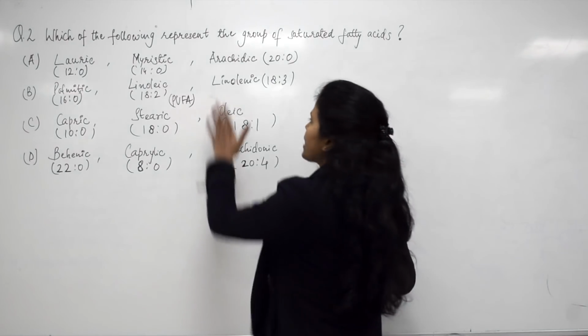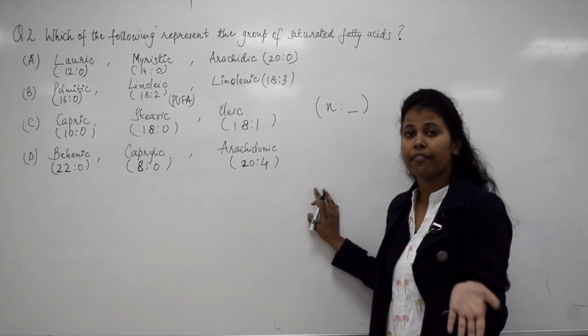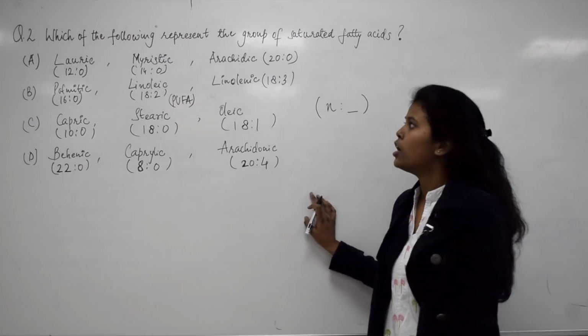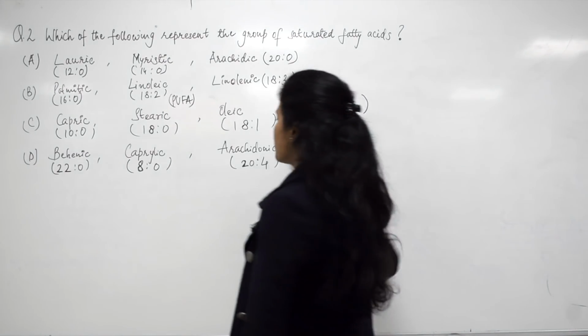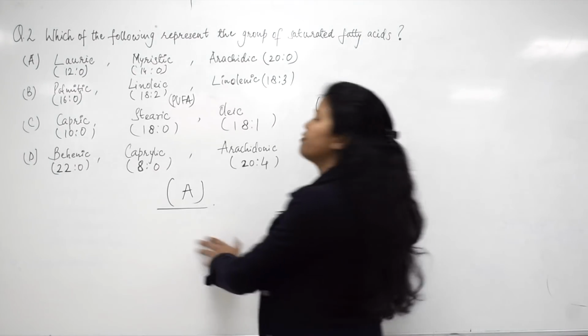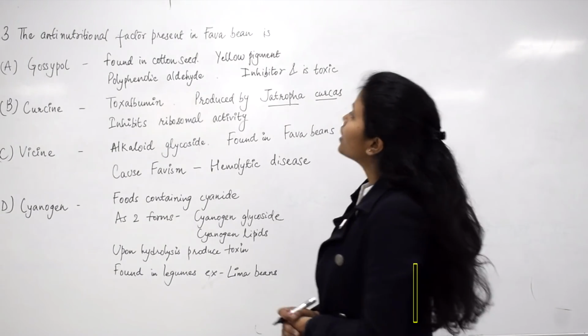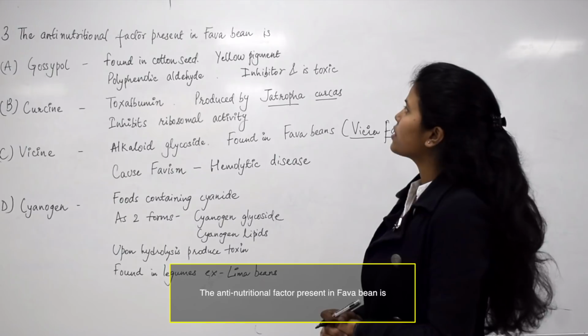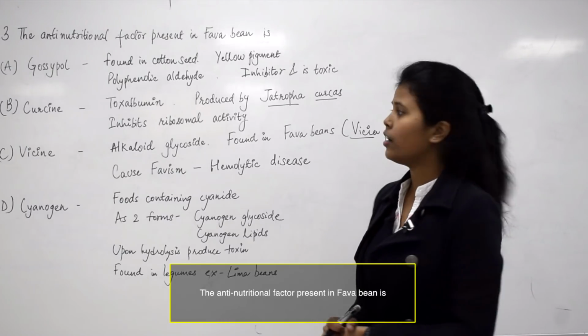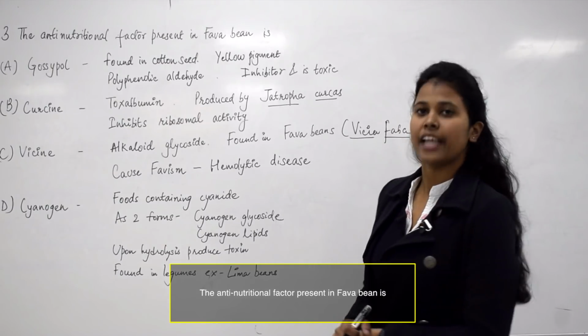So all these options have one or the other double bond or triple bond in them, and thus they are unsaturated fatty acids. So option A is the correct answer for this question, which has all the fatty acids as saturated fatty acids. Now let's look at question number 3. Question number 3. The anti-nutritional factor present in fava bean is, the options are gossypol, curcin, vicine and cyanogen.